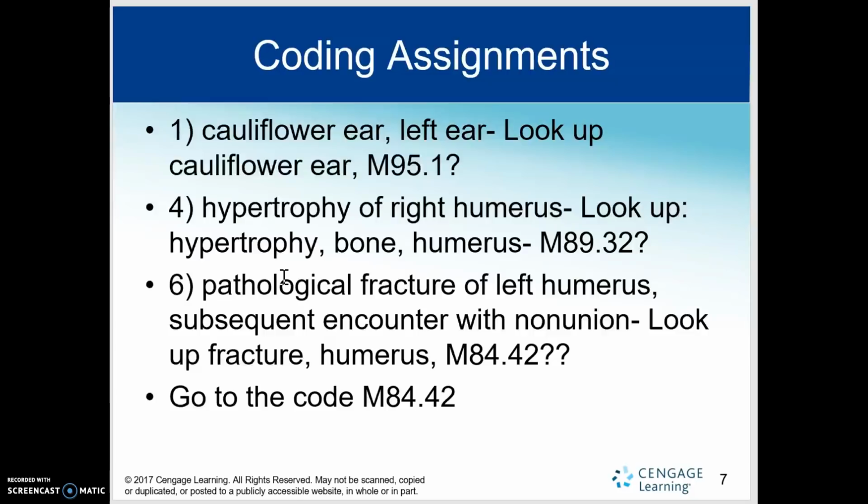All right, the next one we are going to do is number 6. This is a pathological fracture of the left humerus, subsequent encounter with non-union. No, it's not so long that you need to just give up and skip that one. I know what you're thinking, most of you. So let's do this one together.